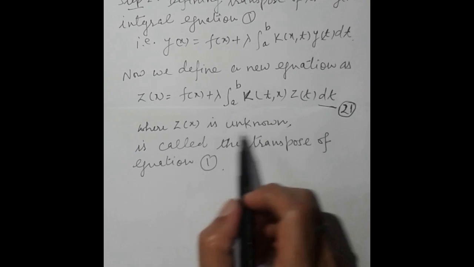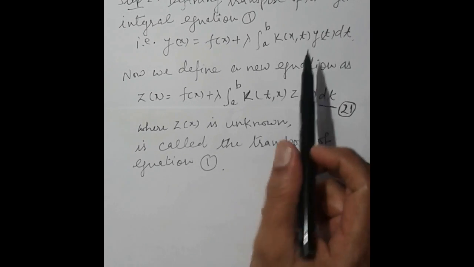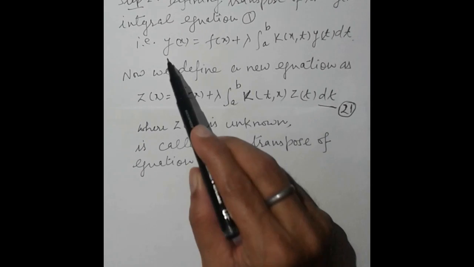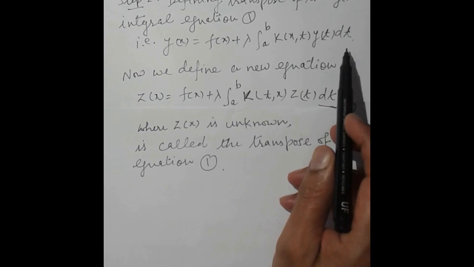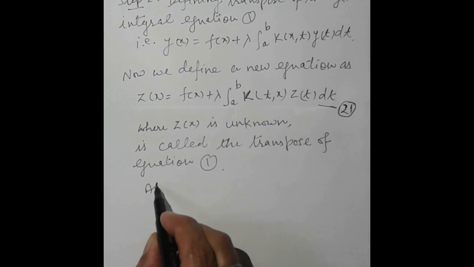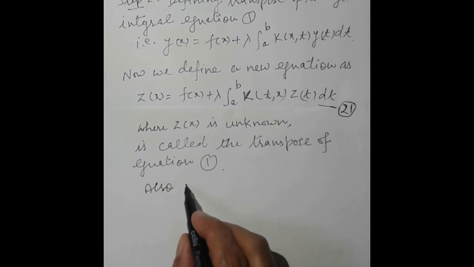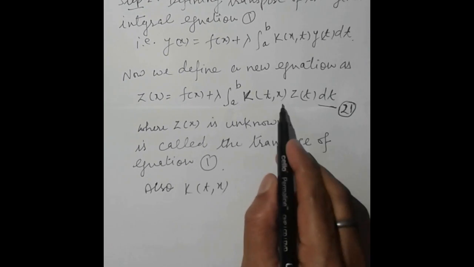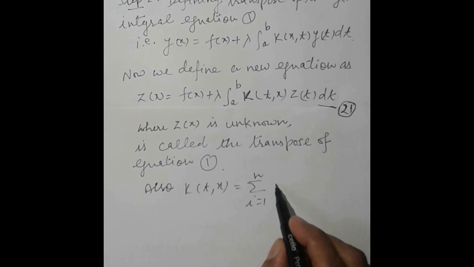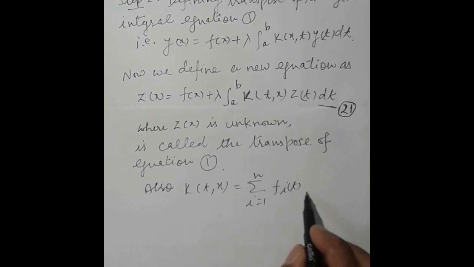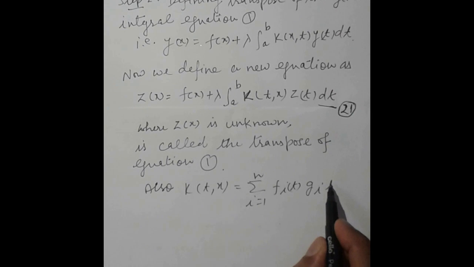That means equation 21 is called the transpose of the integral equation y(x) equal to f(x) plus λ, the integral from a to b, K(x,t) y(t) dt. Also K(t,x) equal to summation i equal to 1 to n, f_i(t) g_i(x). This is denoted by 22.